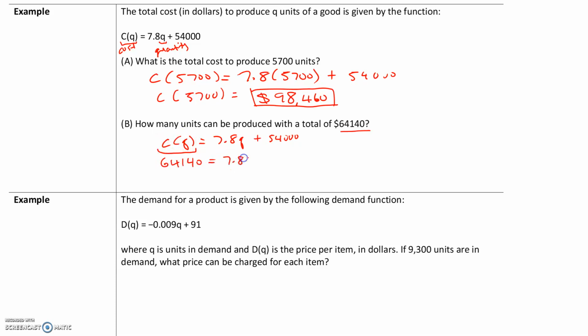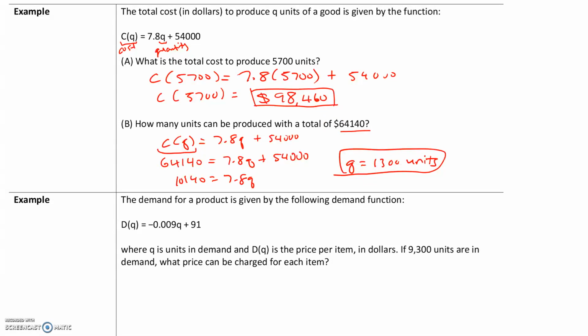64,140 equals 7.8 Q plus 54,000. Okay, now we want to move the 54,000 to the other side to solve this equation. So we get 10,140 equals 7.8 Q. We divide by 7.8 and we get that Q is equal to 1,300 units. So when we produce 1,300 units, our total cost is $64,140.